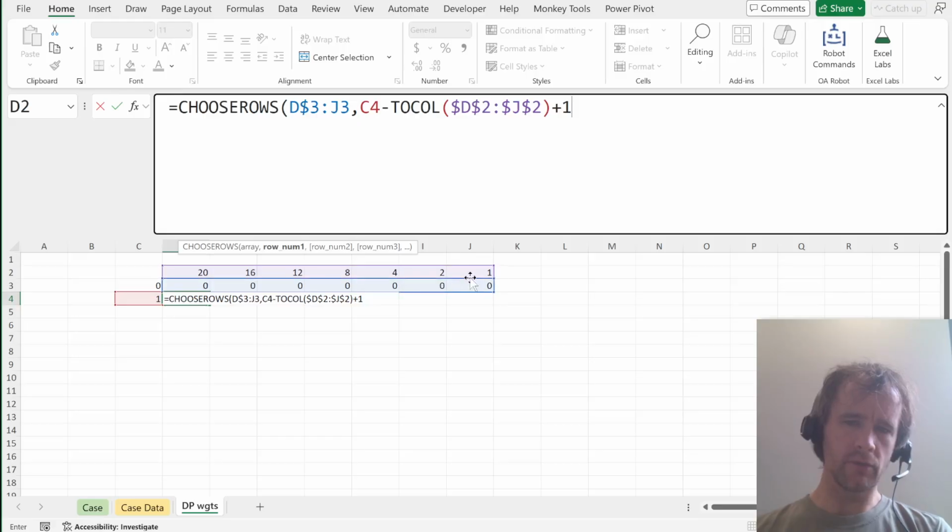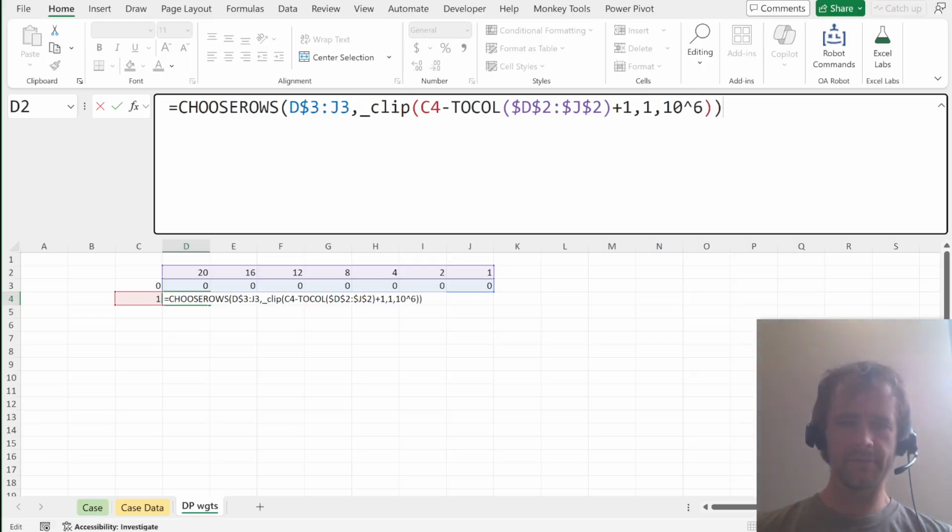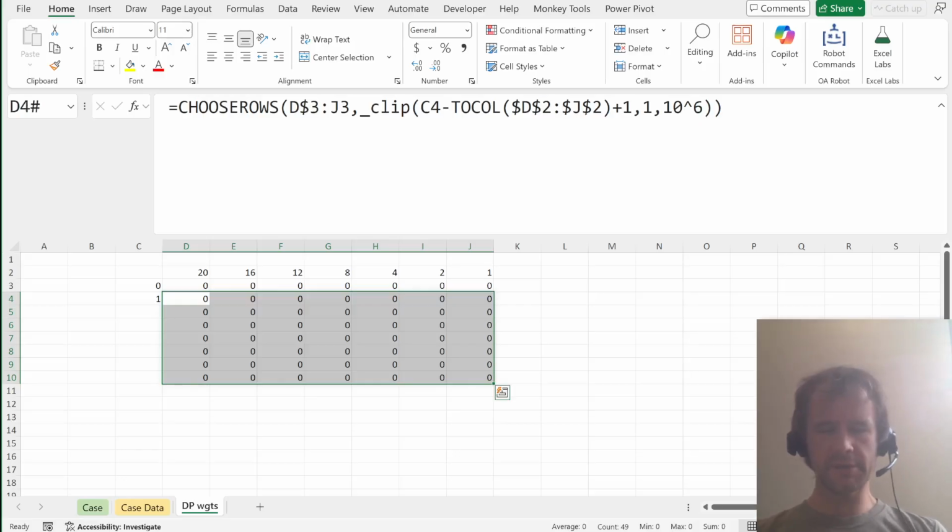the row that's like 1 above, 2 above, 4 above, 8 above, 12 above, 16 above, 20 above. But if that's not found, then I want to limit it below. So I'm going to use my clip function that just clips this between a low of 1 and a high of whatever, 10 to the 6, because I don't want to clip it above. So that will give me this matrix.